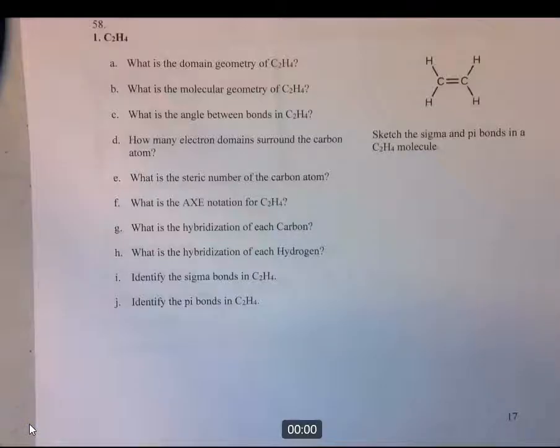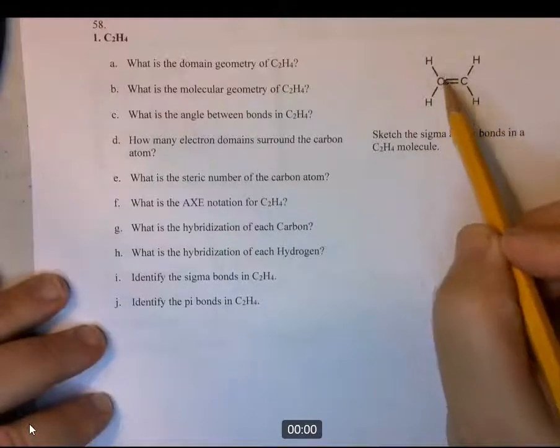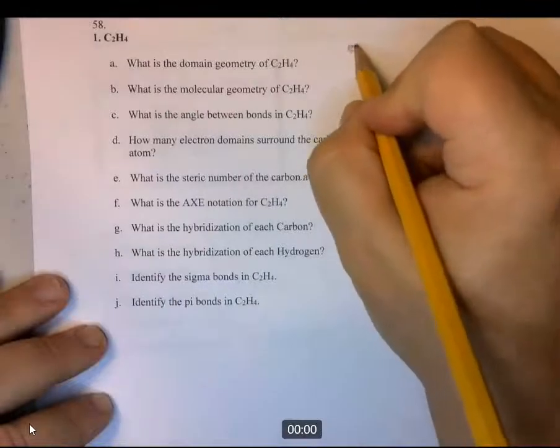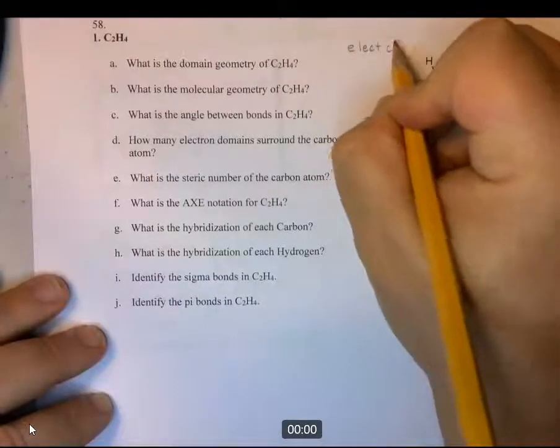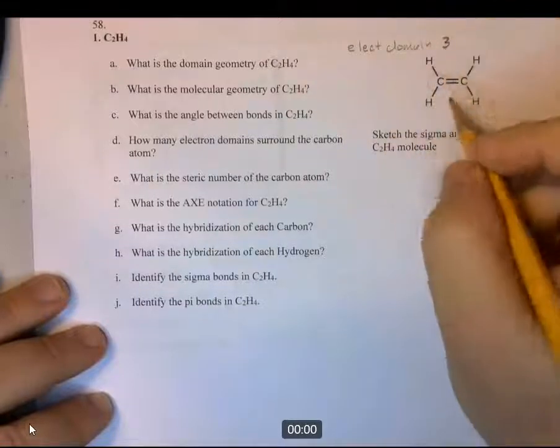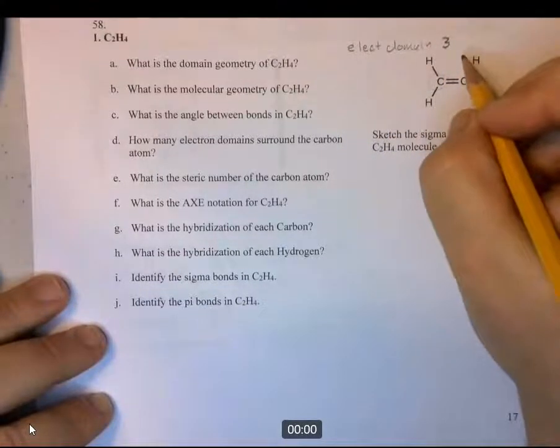Okay, so this is the same as on the previous page. I actually meant to delete one of these, but I didn't, so let's do it again. It doesn't hurt, and we'll do it quickly. So what's the domain geometry of C2H4? Well, of the C, it's got 1, 2, 3 bonding electron domains. So that domain geometry is going to be trigonal planar.